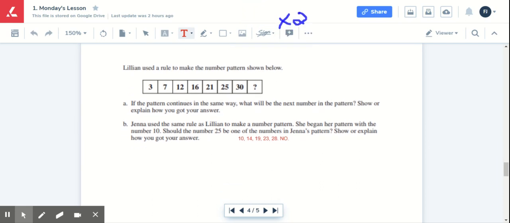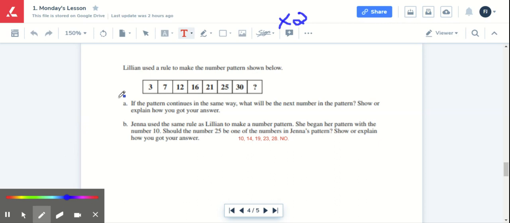Lillian used the rule to make the number pattern shown below. We have 3, 7, 12, 16, 21, 25, and 30. And then we have a mystery number here. A. If the pattern continues in the same way, what will be the next number in the pattern? Show or explain how you got your answer.